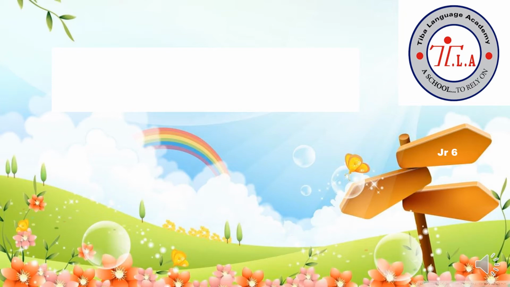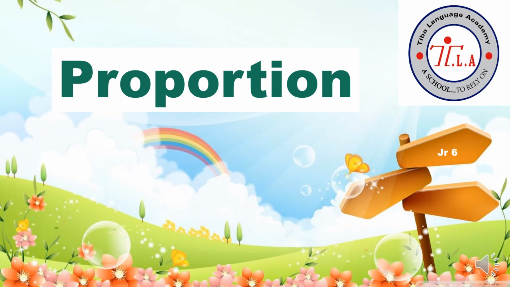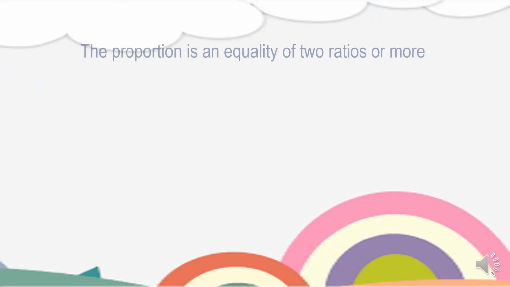Our lesson today: proportion. This is the first lesson from Unit 2. A proportion is an equality of two ratios or more. This is the definition of proportion, and you must study all the definitions you have well, Junior 6.